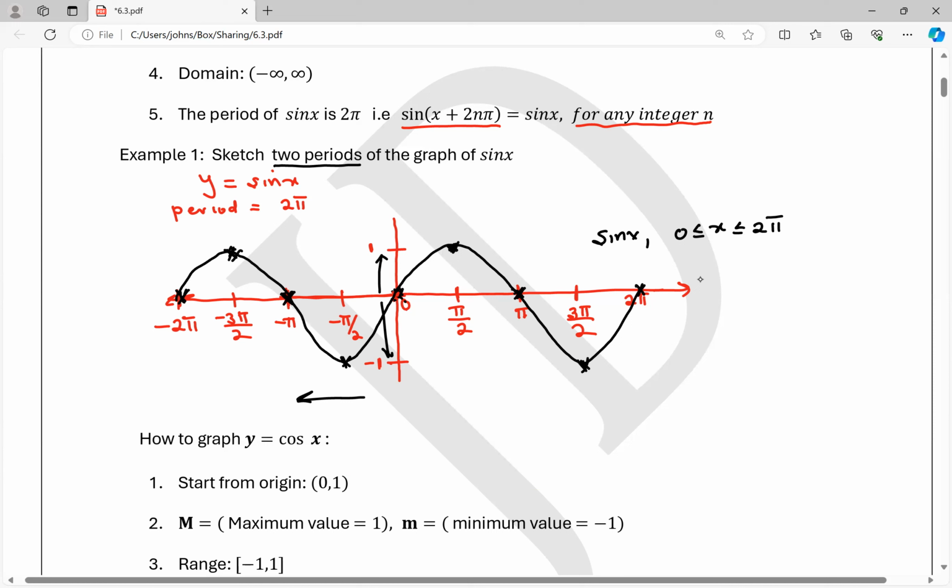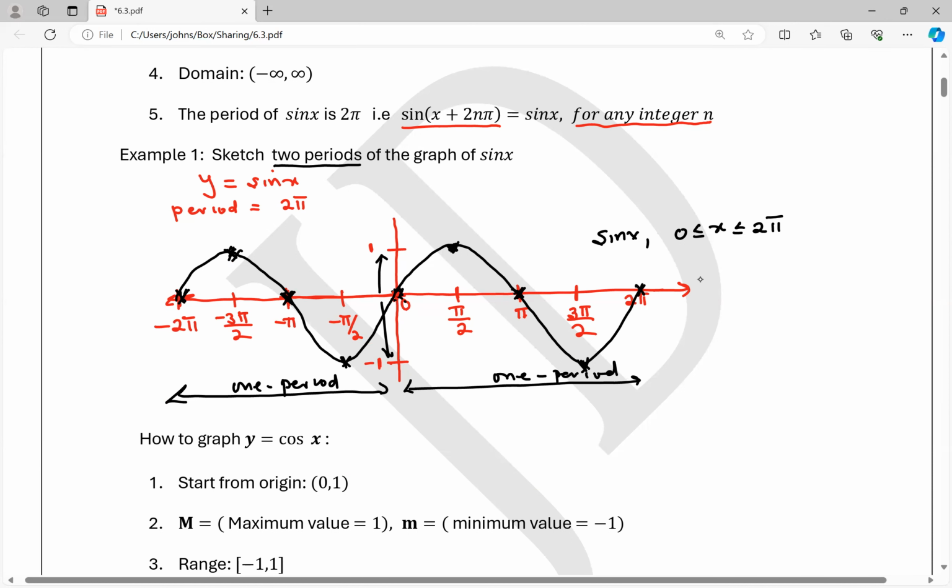So from here to here, just like I said, this is 1 period. And this is another one, which is also another period if we go to the left. So this is another 1 period. So in all, we have 2 periods together.